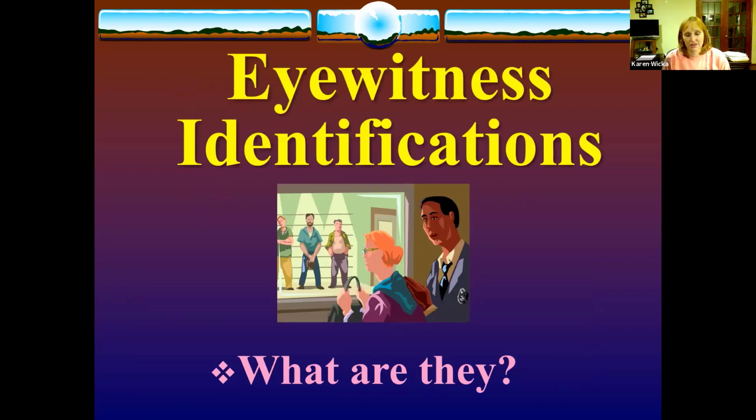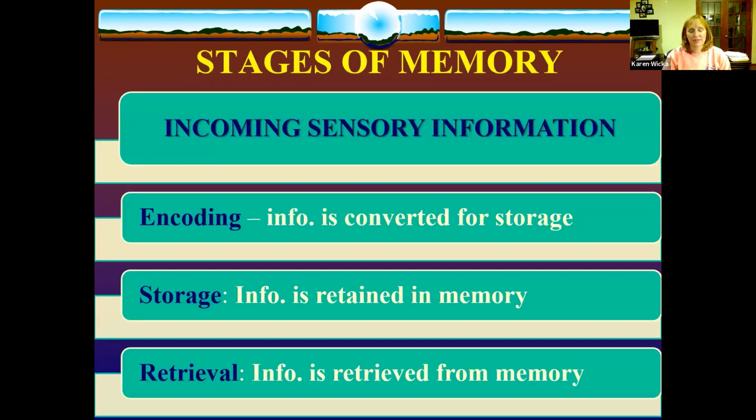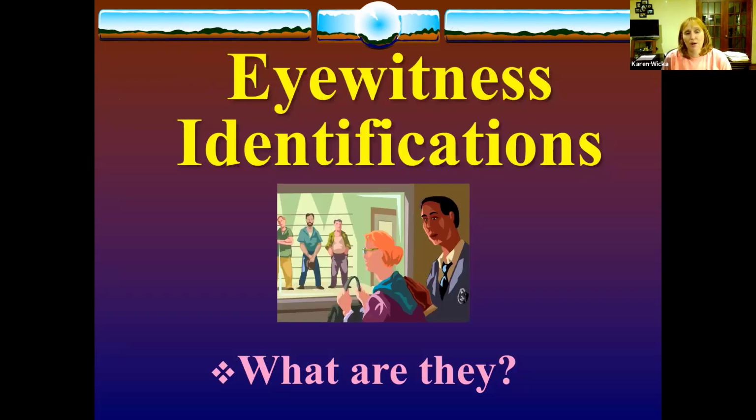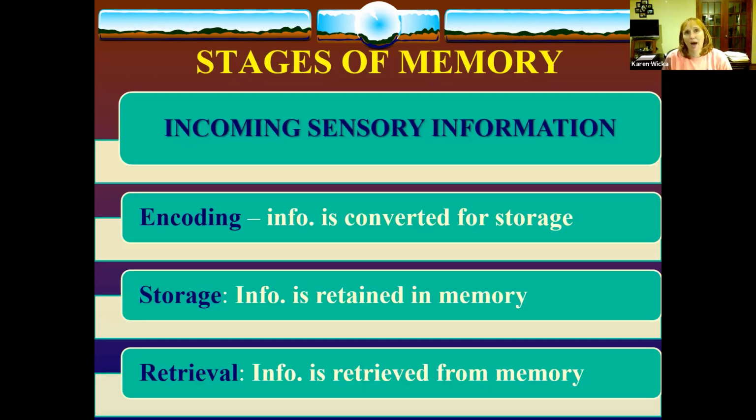The first thing we need to talk about is, what are eyewitness identifications? What am I talking about when I say eyewitness identifications? Eyewitness identifications are when a witness can actually identify who the suspect is. These are usually witnesses who were present while the crime was committed, and they can identify who they think the suspect is to the police. When you talk about eyewitness identifications, you have to talk about memory, because they're identifying the suspect based on something they saw and are trying to remember.